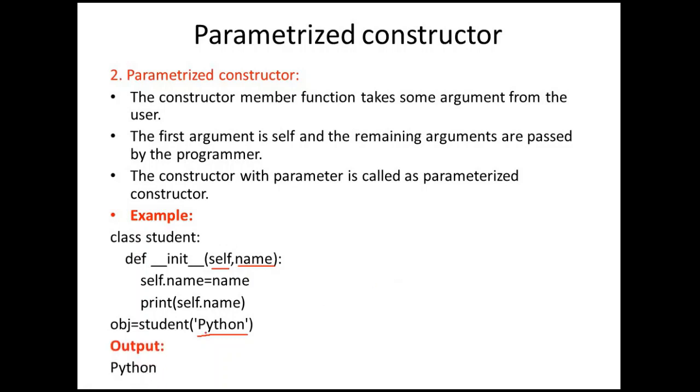Okay, and the output of this will be Python. Okay, so two types of constructors. The constructor method is the init method. We have discussed the init method in the last class, right? So then we have types of constructors. So how are we using this init method?